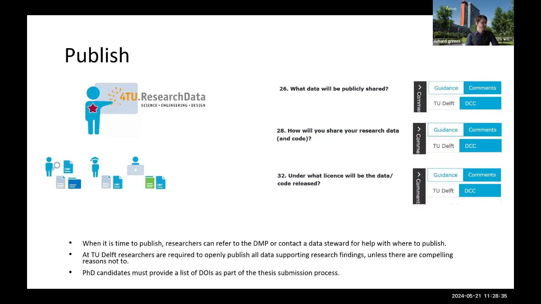So part of this is because PhD candidates also have to provide a list of DOIs in their thesis submission process. So when it comes to submitting their thesis, they have to provide a list of where their data is being stored, and if they can't do that, they have to provide a decent reason why. You know, we can't provide this because it's private personal data or because it's commercial data. That's okay, but if you don't have a good reason, we need to encourage you to share this as openly as possible.